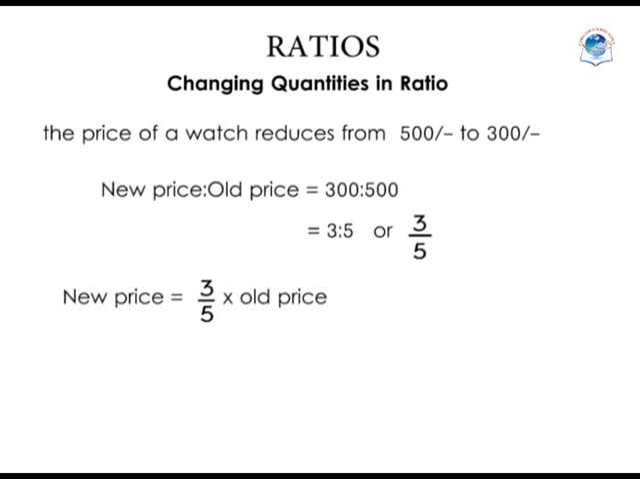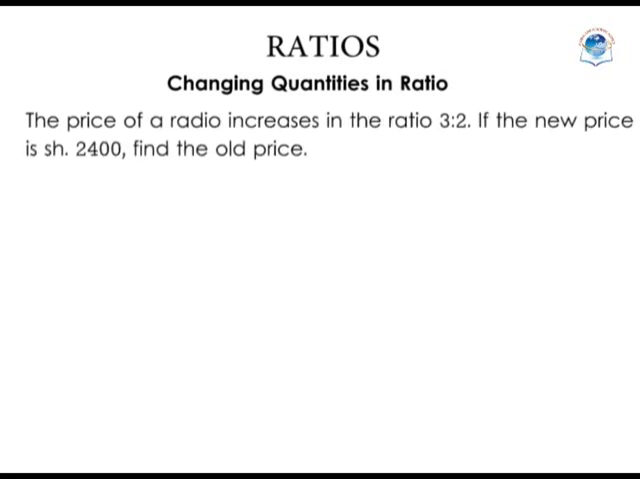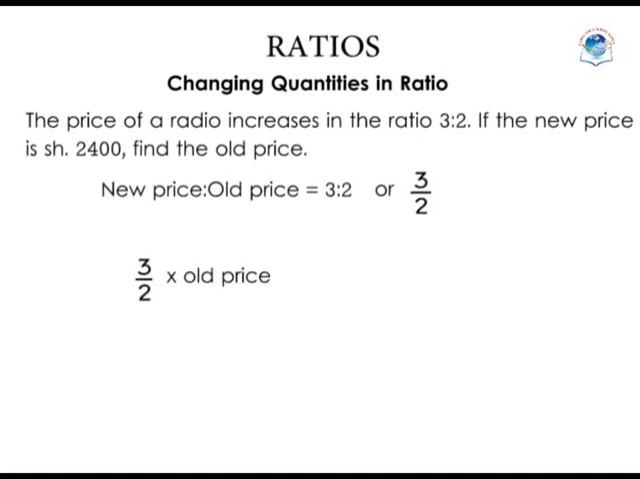Let's take an example. The price of a radio increases in the ratio 3 to 2. If the new price is 2,400, what was the old price? And so the ratio of increase is 3 to 2. In fraction form, that will be 3 over 2. If we multiply this ratio by the old price, then that should give us the new price. So 3 over 2 times the old price, which we don't know, should give us 2,400.